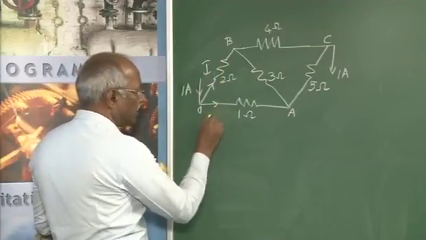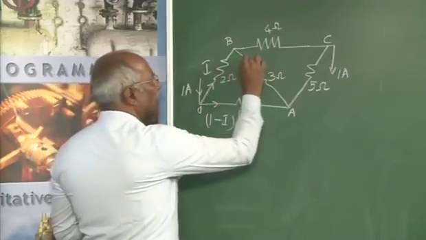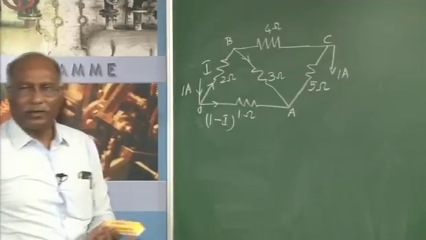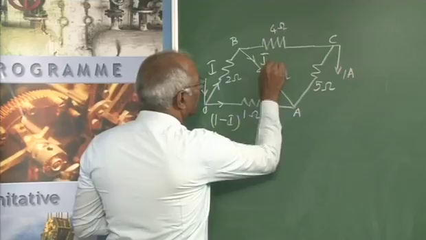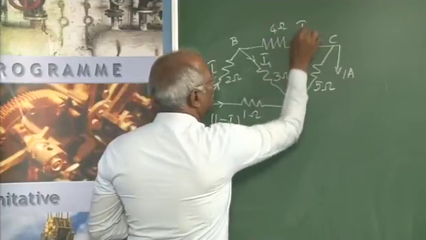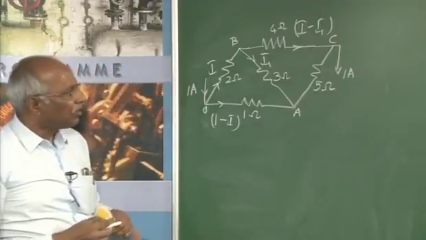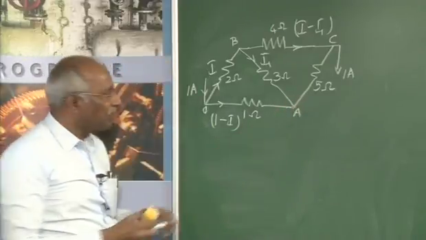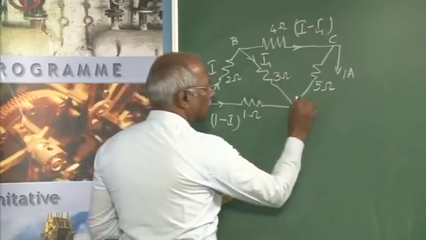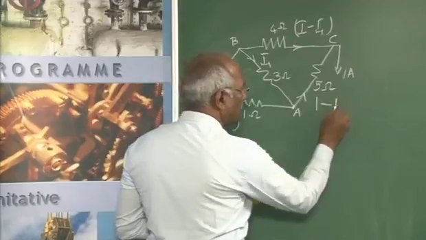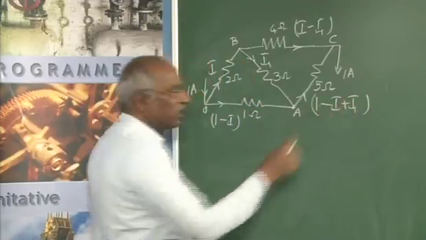Once you assume a current I here, this must be 1 minus I. If this current comes here, I have taken this as, for convenience, I1. If this is I1, the current here is obviously I minus I1. What will be the current here now? It must obviously be, at this point, this current plus this. So the current here will be 1 minus I1.